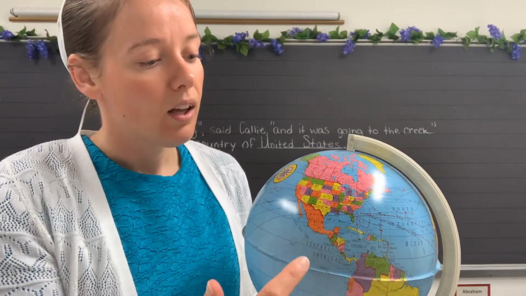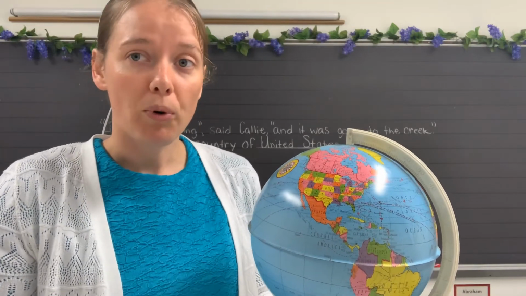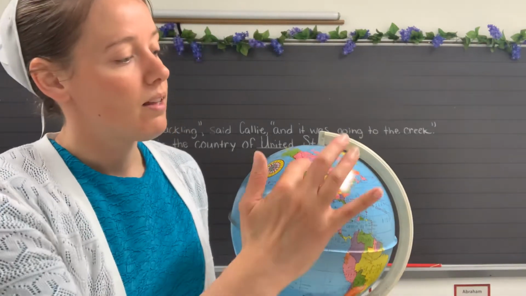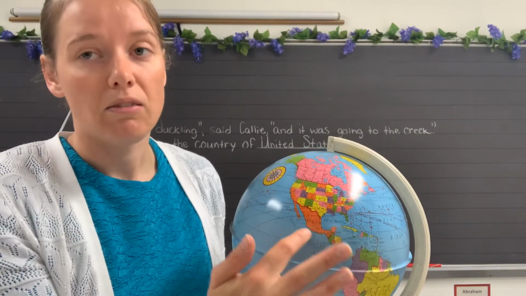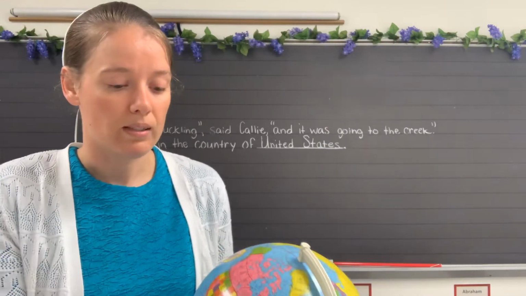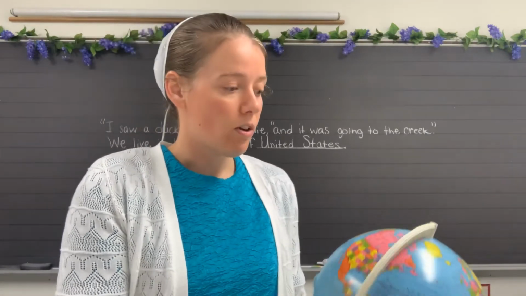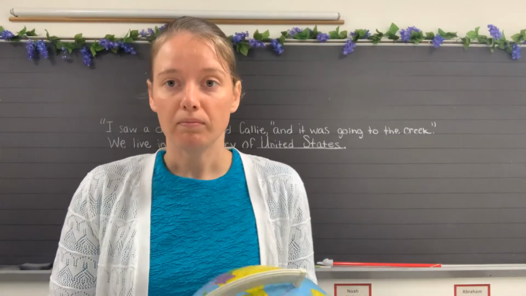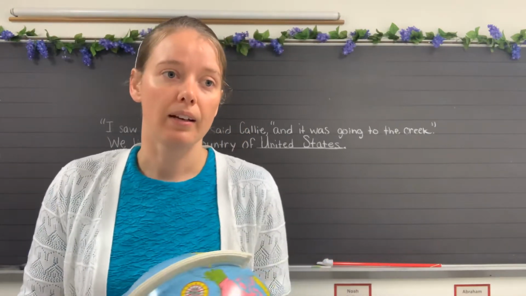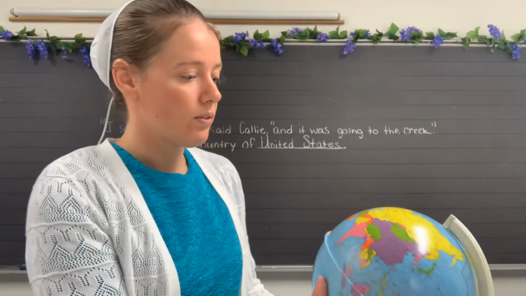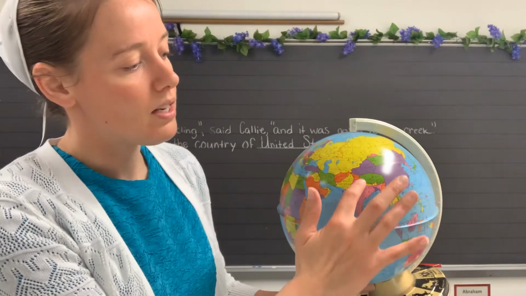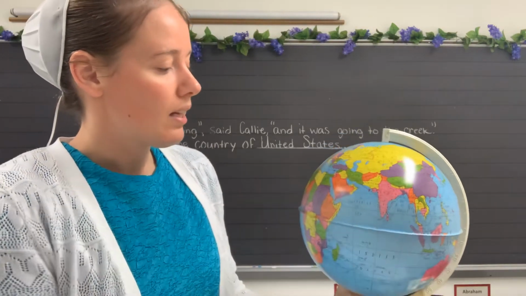And then the 2 countries bordering United States are Canada up here and Mexico down here. Those are also countries. So there's all kinds of different countries. We learned in history about India. India is a country, and that's over on the other side of the world. So right here's India. That's a country.